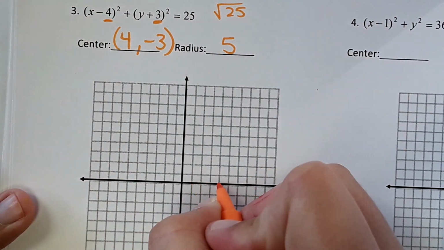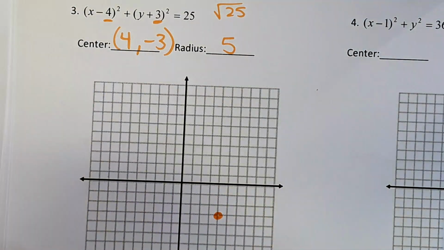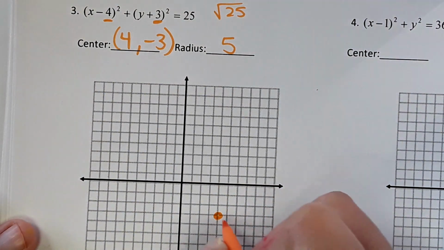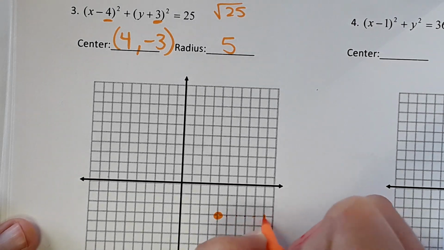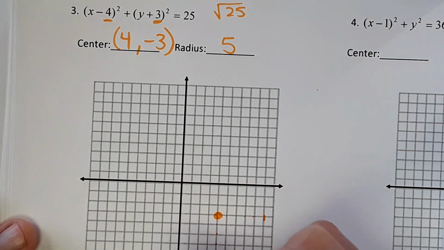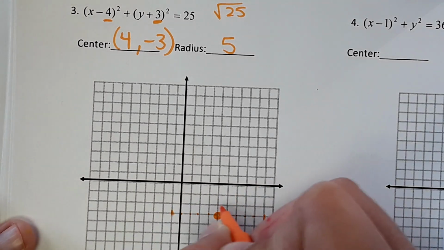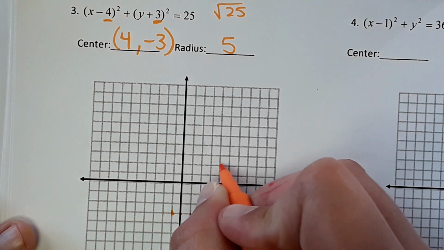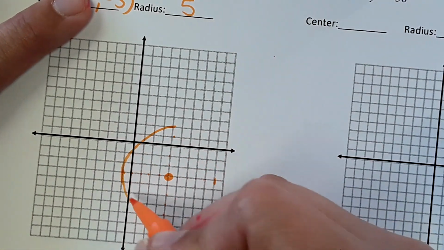1, 2, 3, 4. And then for a radius of 5, I'm just going to make some marks. 3, 4, 5. 1, 2, 3, 4, 5. And then sketch it out as best I can. Obviously it won't be perfect.